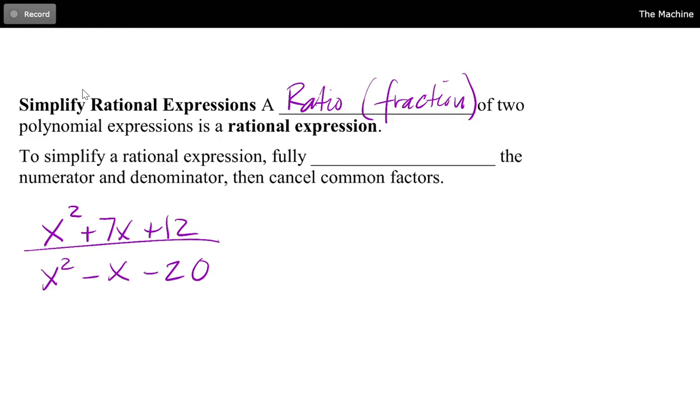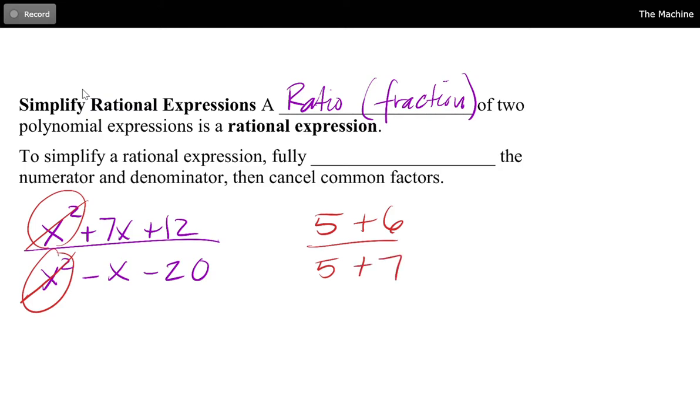Students will come through here and they'll go, oh, look, I have an x squared there and an x squared there, and those cancel. No, they don't. And the reason they don't is because division doesn't cancel things that are added or divided. Division only cancels things that are multiplied. Only factors will cancel.